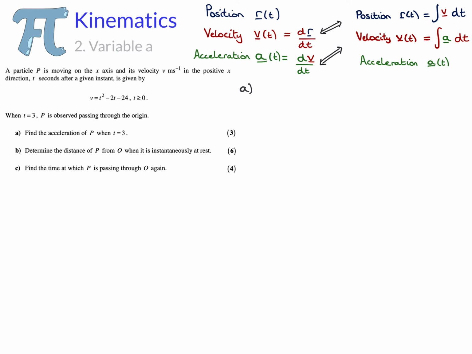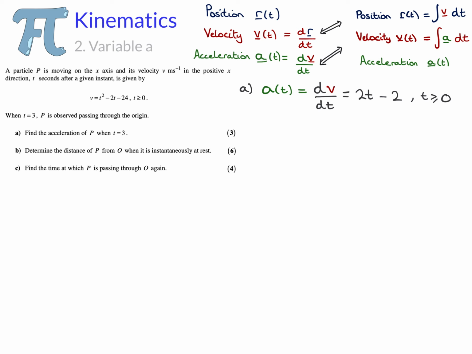Part A asks us to find the acceleration after 3 seconds. First, we want to obtain a general expression for the object's acceleration, and we get that using this relationship between the velocity, which we know, and the acceleration, which we want. So we must differentiate, and doing so gives us this expression. Notice this will also apply for any time greater than or equal to 0.